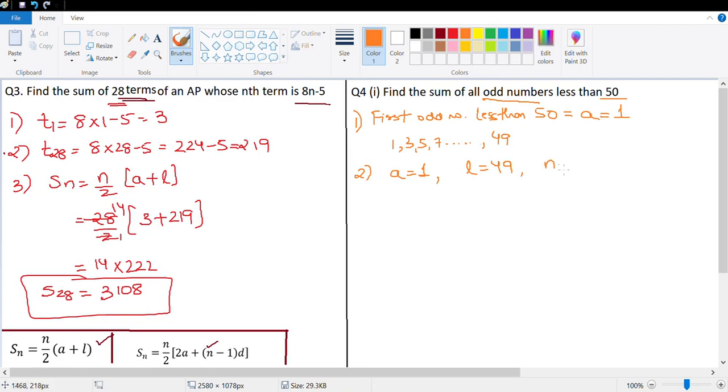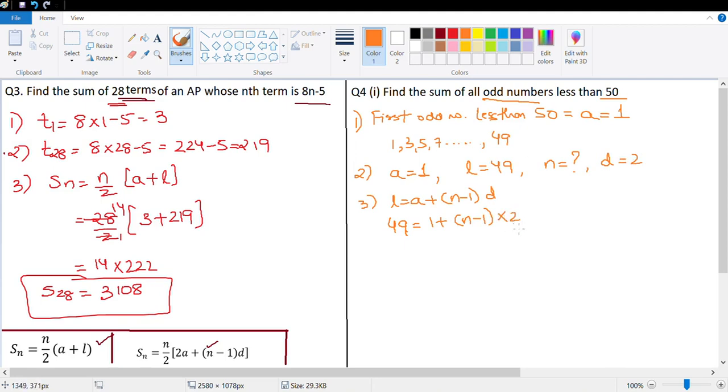We still need to calculate n. So I know l = a + (n - 1)d. In this case, 49 = 1 + (n - 1)d. d is equal to 2, 3 - 1.